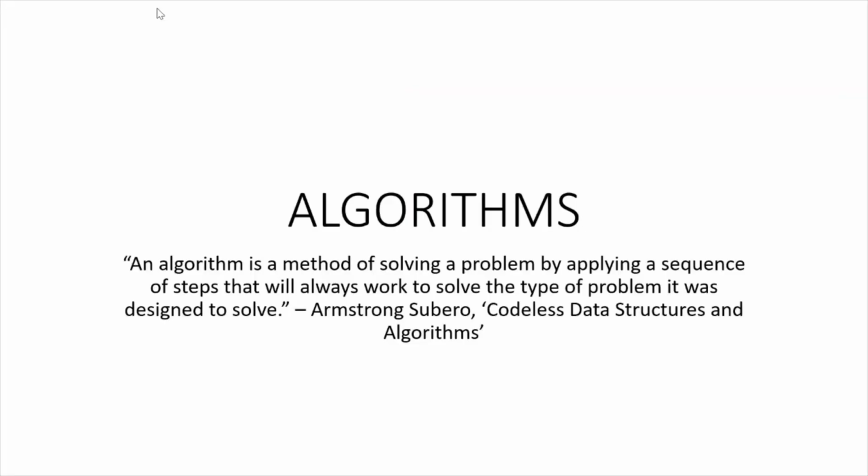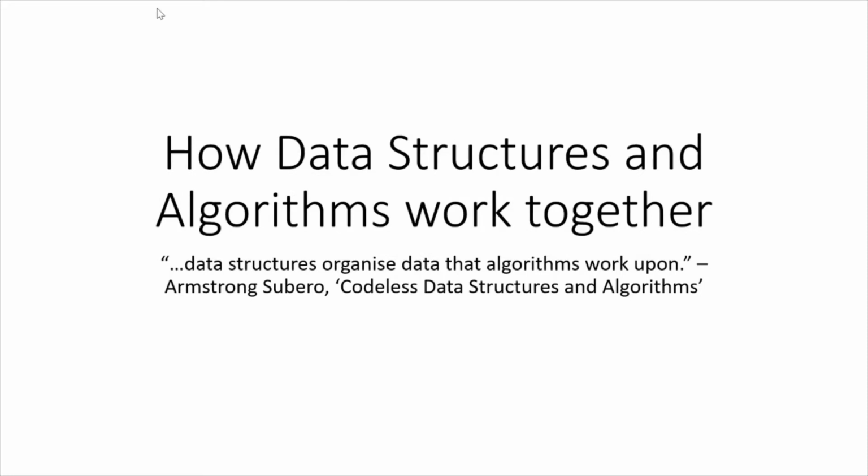So today we're going to be talking about algorithms, and this definition of what an algorithm is comes from the book Codeless Data Structures and Algorithms. An algorithm is a method of solving a problem by applying a sequence of steps that will always work to solve the type of problem it was designed to solve. And now our last video was on data structures, so if you haven't seen that already, I'll link it above. But this is how data structures and algorithms work together. Data structures organize the data that algorithms work upon.